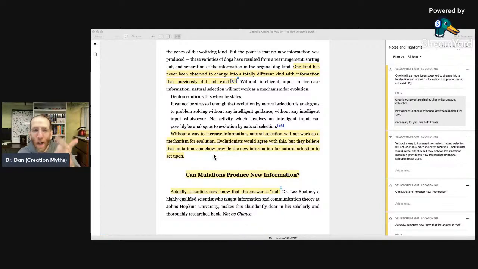It's mutations, recombination, and there's other mechanisms. It's not just mutations, but we're going to focus on mutations in this chapter. So let's do it, right? Let's talk about mutations. Can mutations produce new information? I love this.